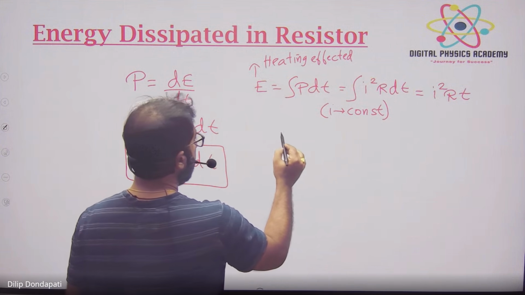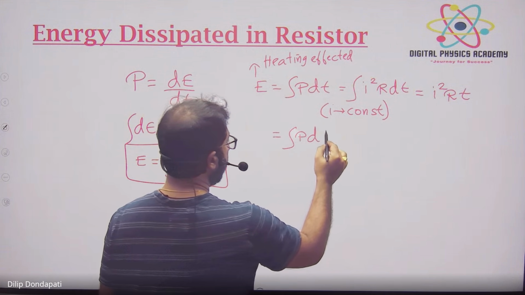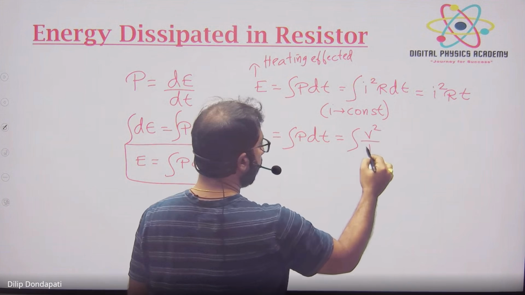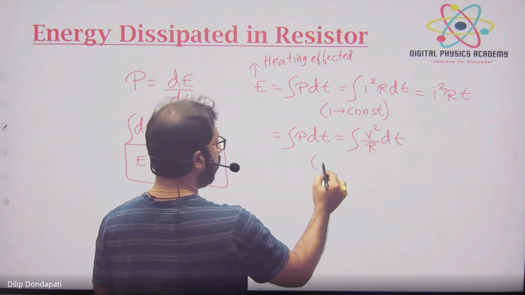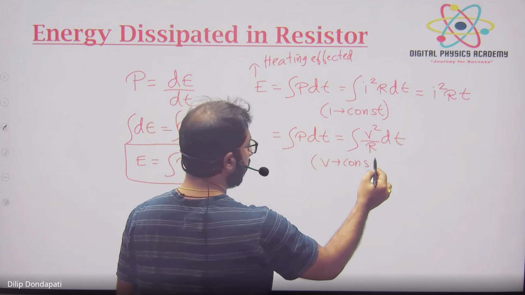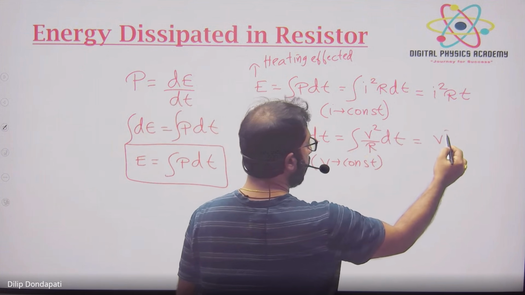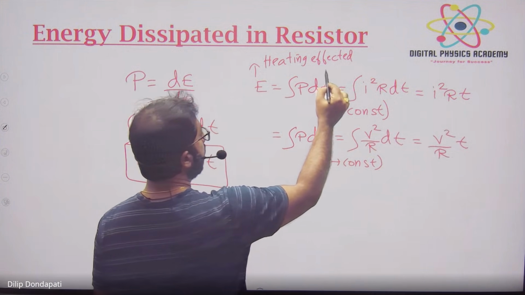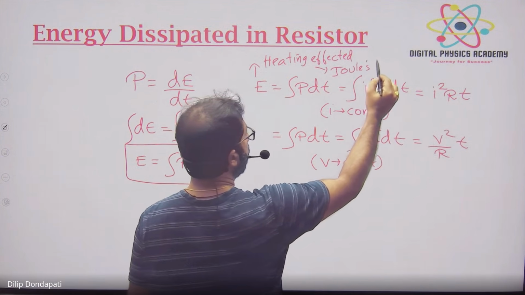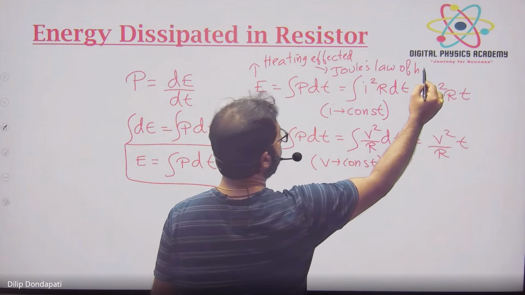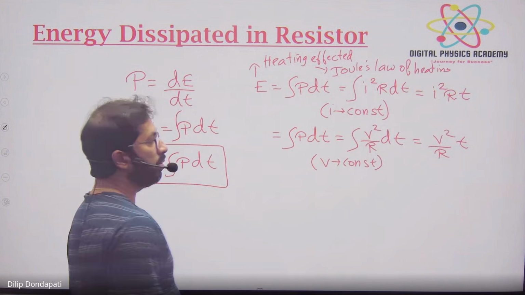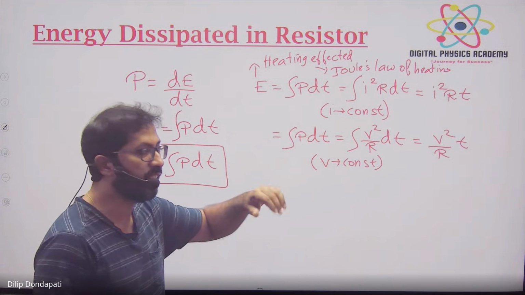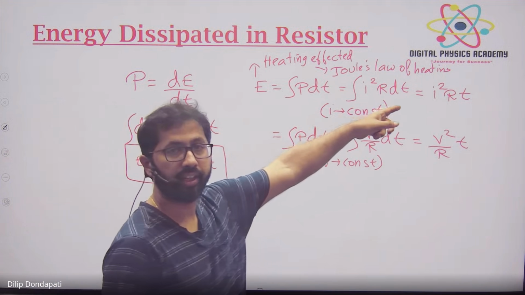Now the same thing, integral P dt, we will see in different forms. Now I am using the formula V square by R dt. In this, suppose voltage is constant, so V square by R into T comes outside. This is also Joule's law of heating, right? Joule's law of heating we studied in 10th class too. Whenever current passes through a resistor, it gets heated up. Some energy is dissipated. How much energy is dissipated? I square RT. That is only the heating effect.